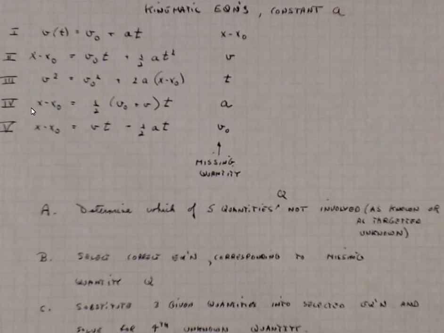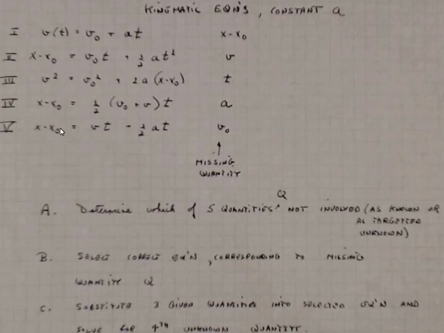Equation 4. Displacement x minus x naught is equal to 1/2 v naught plus v times t. Missing quantity a. To paraphrase this fourth equation, which turns out to be surprisingly useful, the displacement is equal to the average velocity times the time. So this is the one you would use for making motion diagrams.